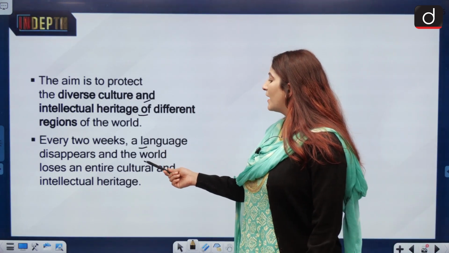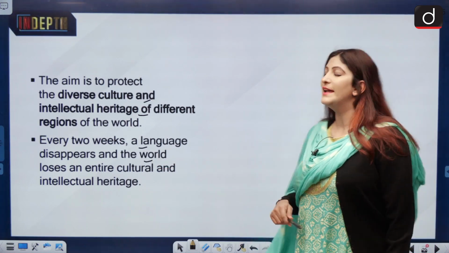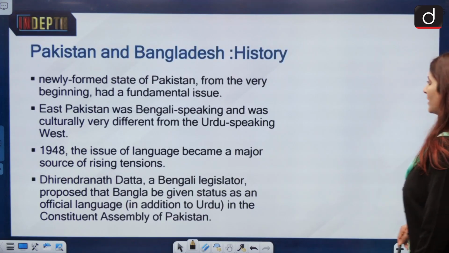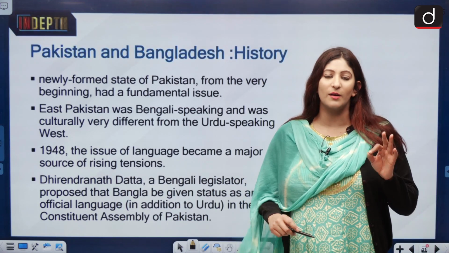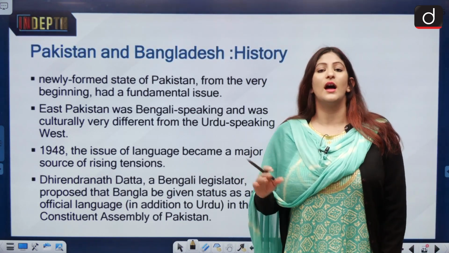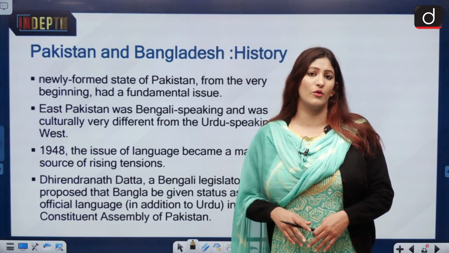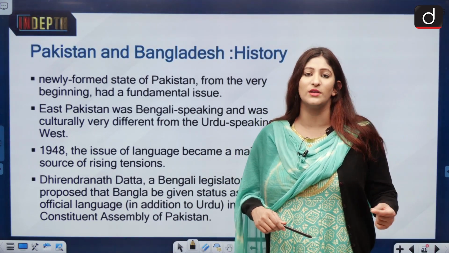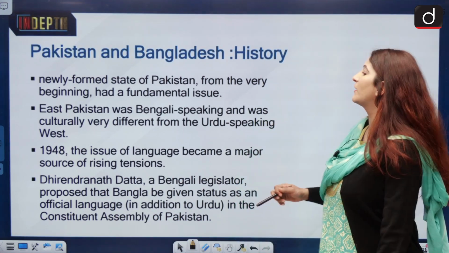Every 2 weeks, a language disappears and the world loses an entire cultural and intellectual heritage. And this is, of course, when the race is very high to learn English. Now, Pakistan and Bangladesh, let's talk about the history. The dispute, because Rafiqul Islam was the one who started the initiative to commemorate Ekushey February as the International Mother Language Day.